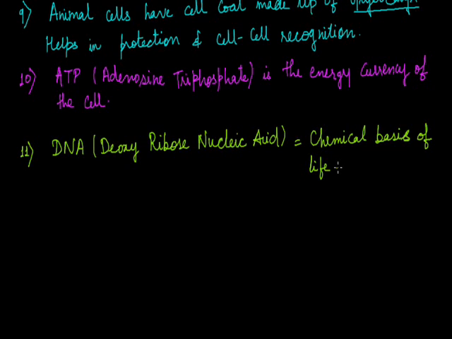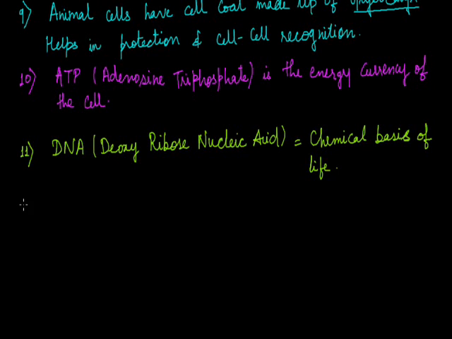It is a macromolecule or a polymer made up of nucleotides, and it forms the chemical basis of life because this is the chemical which has the information for transmission of characteristics from one generation to another, as well as for control of all the cell's functions. So it is the chemical basis of life because it is the controlling molecule which controls all the functions of cells as well as the transmission of characters.